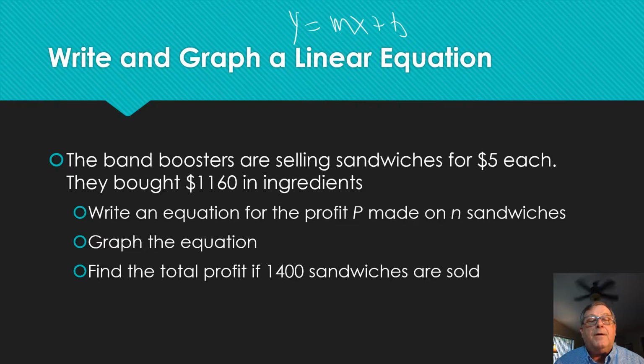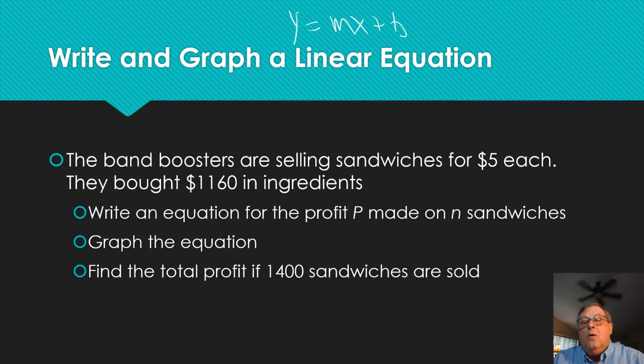Let's see what we have here. The Band Boosters are selling sandwiches for $5 each. They bought $1,160 worth of ingredients to make those sandwiches. So first up, write an equation for the profit P made on N sandwiches, number of sandwiches.